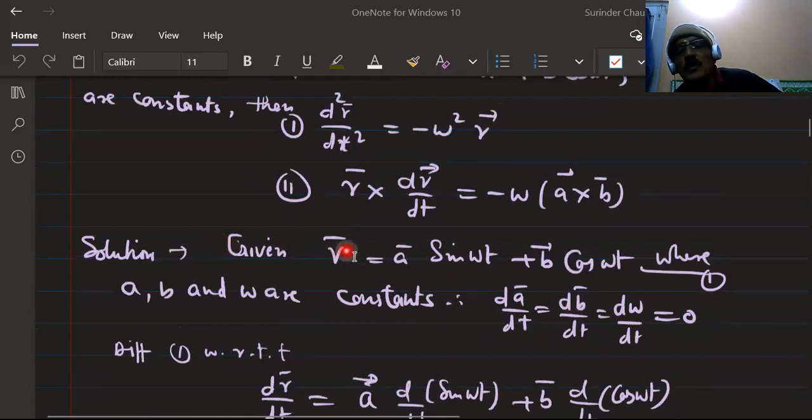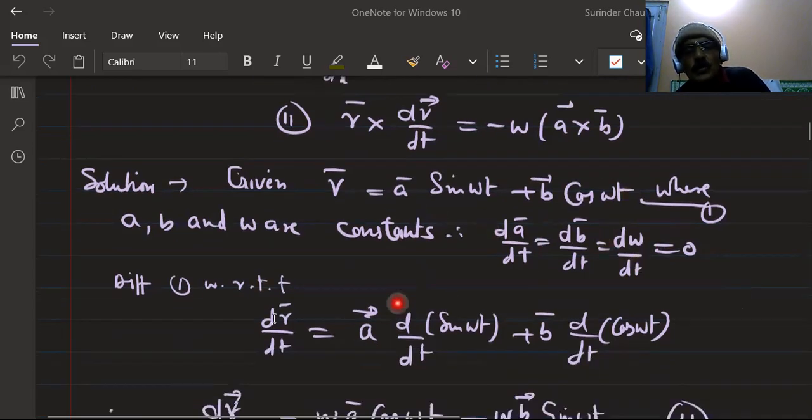So let's prove the first part. r vector is given; this is the position vector of a point in two-dimensional space, the position of a particle moving in space at any time t. Now a vector, b vector and omega are constants. Therefore, the derivatives of a vector, b vector and omega are zero.